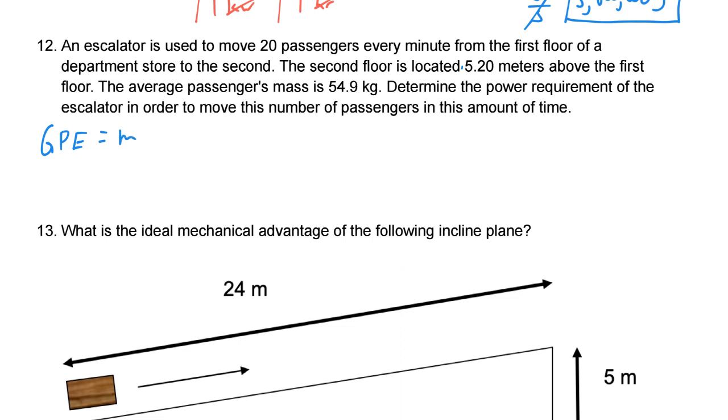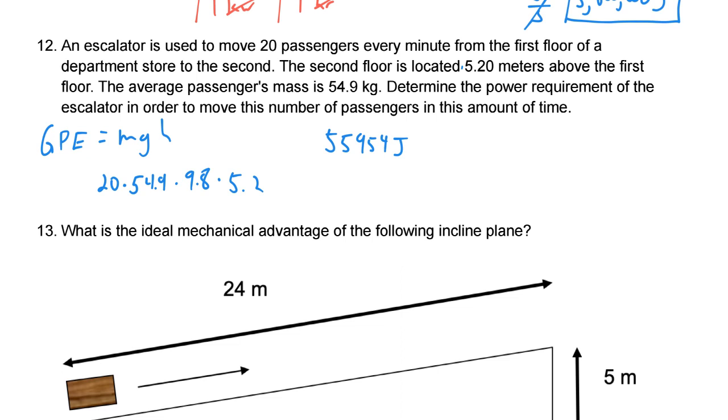So mgh: the mass is going to be 20 passengers times their individual mass of 54.9, times our gravitational acceleration of 9.8, times the height, they were raised 5.2 meters in the air. Multiply all four of these numbers. And we see our passengers gained 55,954 joules of energy.